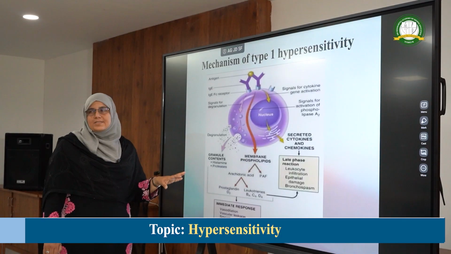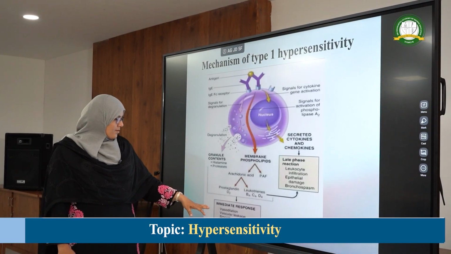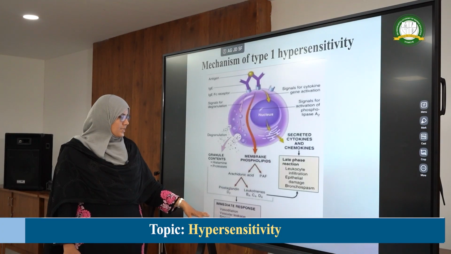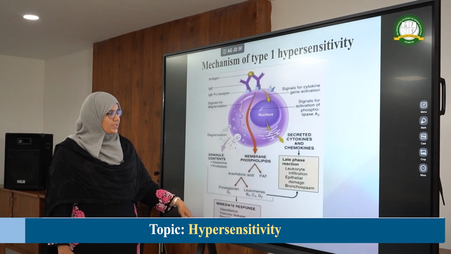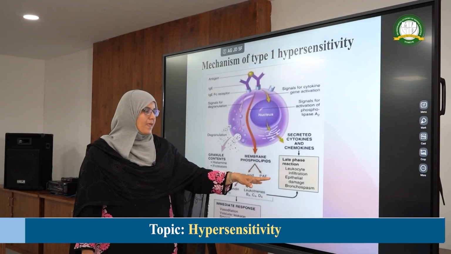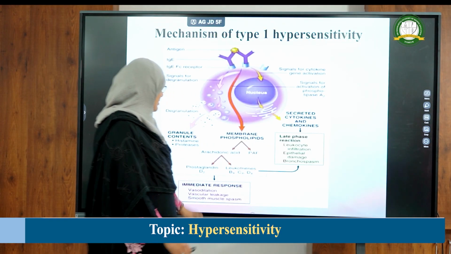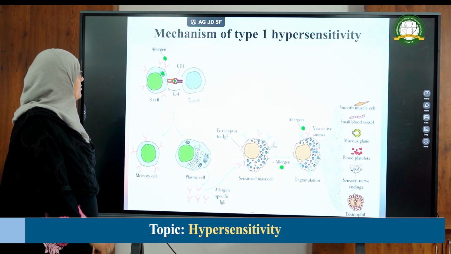So when all this is happening, we see immediate reaction like vasodilatation, vascular leakage and smooth muscle spasm in case of acute reaction. As part of late phase reaction, we see leukocyte infiltration, epithelial damage and bronchospasm. This is over a period of time. So immediate is this wheal and flare reaction.